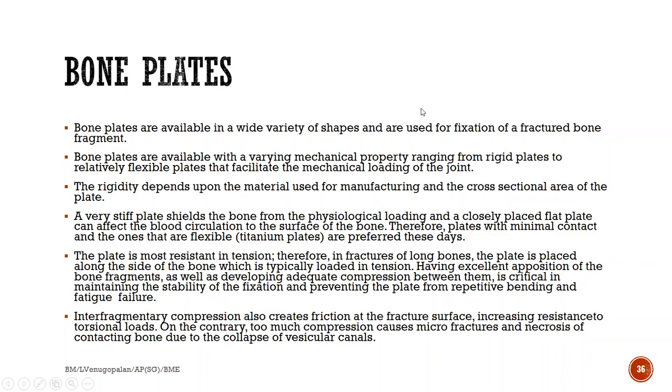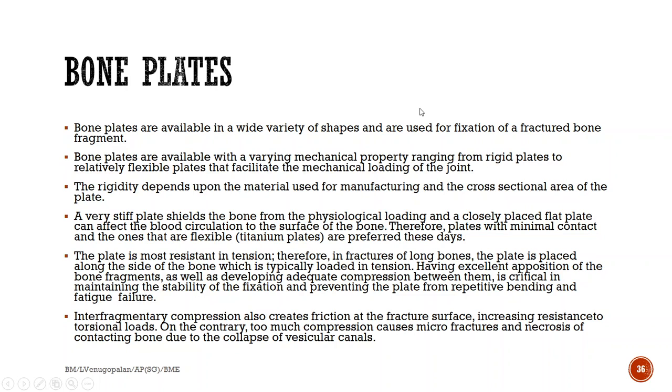They are available with a varying range of mechanical properties, starting from a really rigid plate to a relatively flexible plate that facilitates mechanical loading of the joint. Depending upon the site of insertion, you'd choose either a rigid or flexible bone plate. If the fracture is near the joint, you'd probably require a flexible bone plate which would assist in mechanical movement of the limb, right? If it is in the shaft of the bone, you would want a rigid plate that firmly supports the bone and assists in its growth.